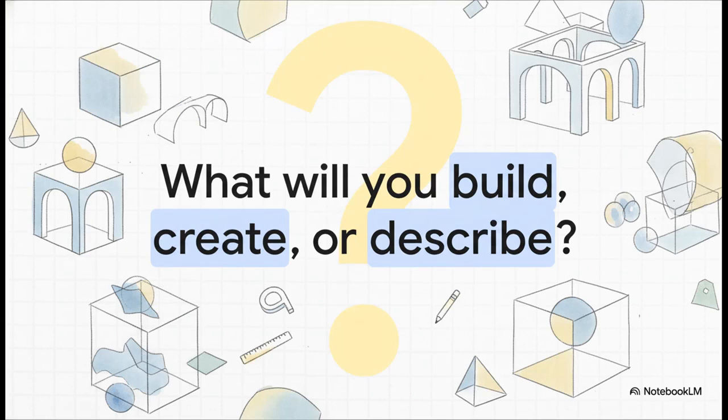So, you have the key now. You've got the alphabet, the nouns, the verbs. You're not just looking at a secret code anymore. You can actually speak the language of shape and space. So the only question left is, now that you're fluent, what are you going to build? What will you create or describe?